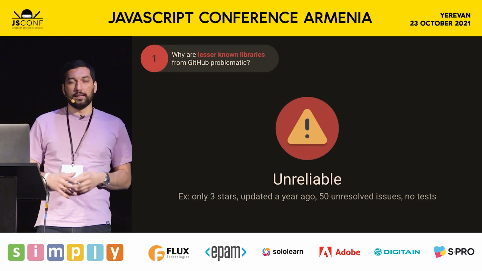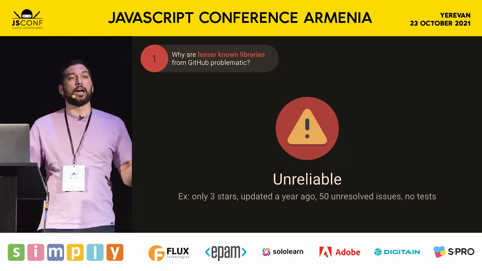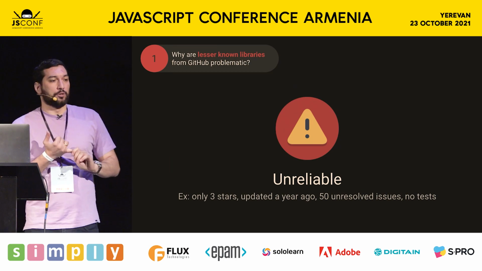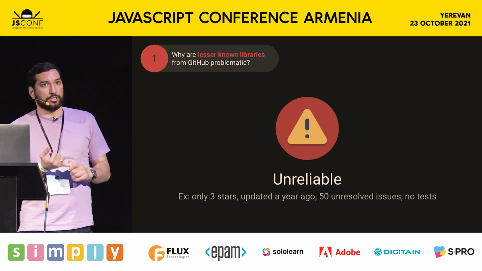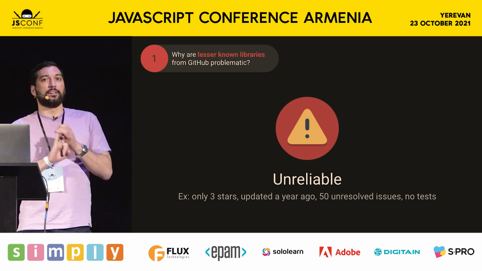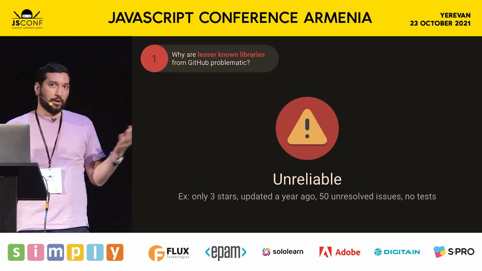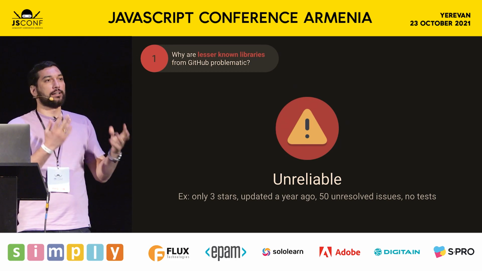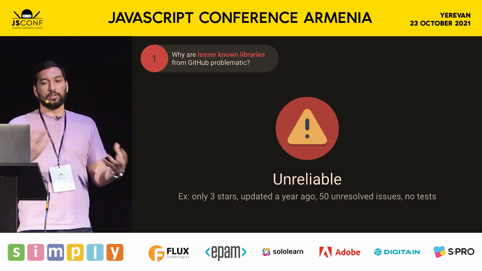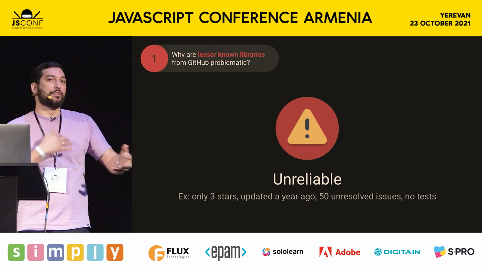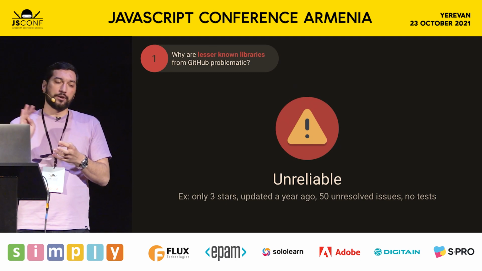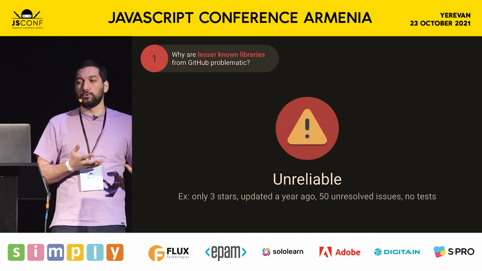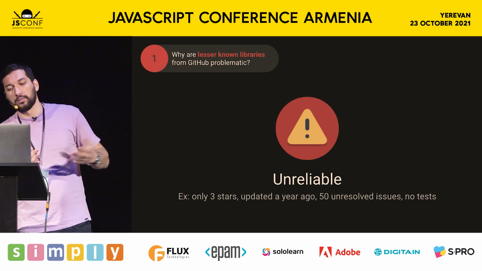So the first one, and it's probably very obvious, is they're very unreliable. If a library has few stars, it means it has very little traction and engagement. If it has been updated a long time ago, well, that's tough. And especially if there are lots of piled-up unresolved issues, that means that people are either not spending as much time as they're supposed to, or they just completely abandoned the project.